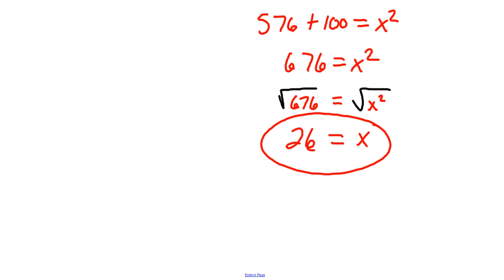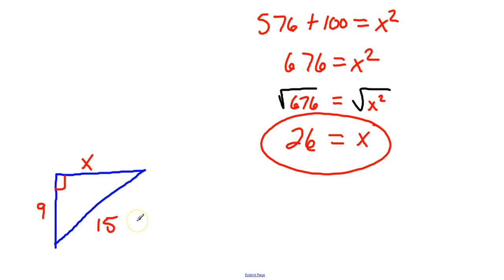Okay. The only other thing they can do with Pythagorean theorem is give you another problem, but instead of x being over here on the hypotenuse, they'll put the x on one of the short sides. So maybe have x, 9, and 15.